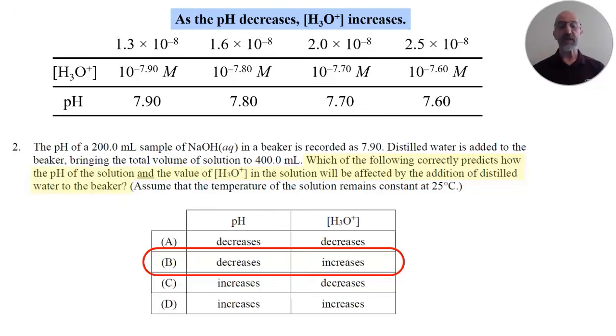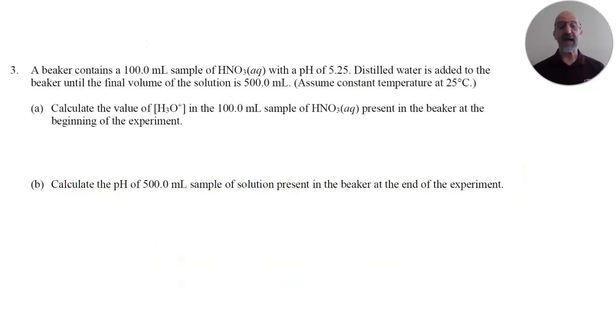All right, well, hopefully those answers and explanations make sense to you. Now it's time to take a look at question 3 in this packet. In question 3, it says, a beaker contains a 100.0 milliliter sample of nitric acid, which has the chemical formula HNO3, and the pH is 5.25. Distilled water is added to the beaker until the final volume of the solution is 500 milliliters. Assume constant temperature at 25 degrees Celsius.